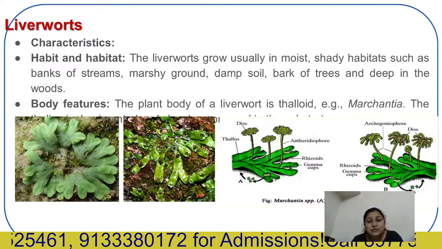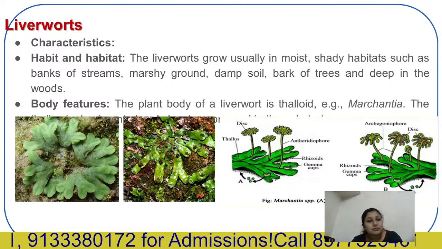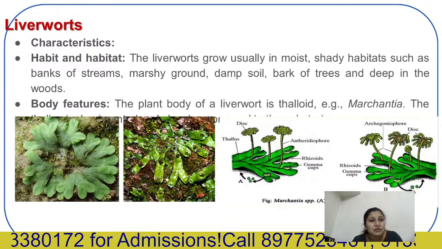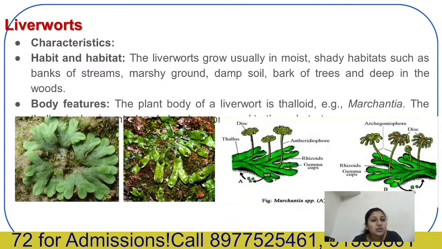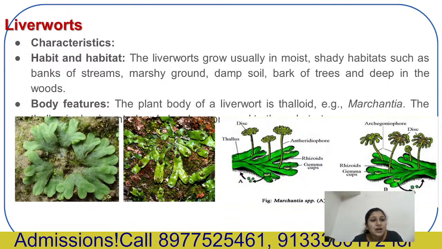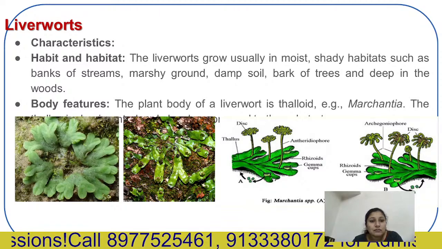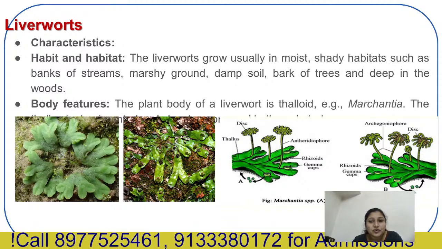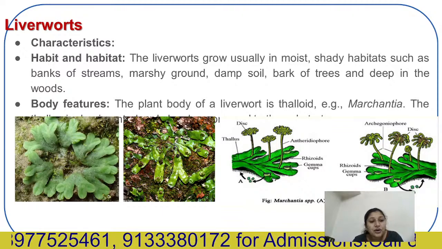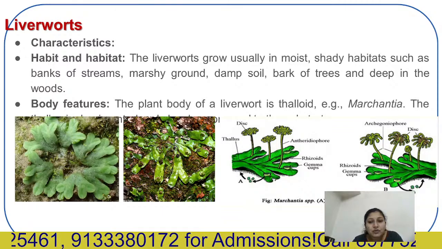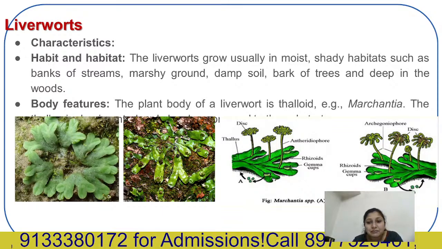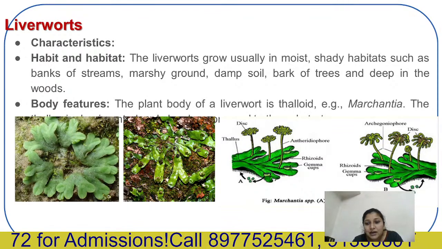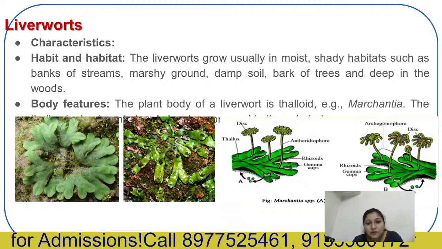Then liverworts. Bryophytes can be divided into liverworts and mosses. Characteristics of liverworts: habitat, again marshy ground, damp soil, bark of the tree, deep in the woods. Body feature: the plant body of liverwort is thalloid. You can see a gemma cup and gemmae in this case.